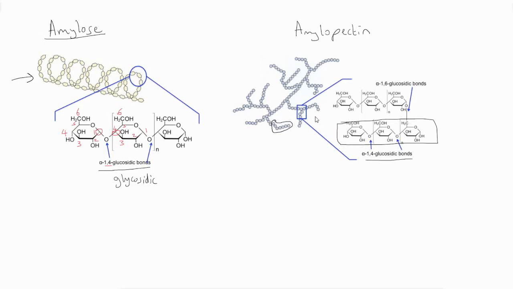At a branch point, let's say this branch point here, you will get one linear molecule branching out into two. How is this achieved? Well, as well as alpha 1 to 4 glucosidic or glycosidic bonds, we also have alpha 1 to 6 glycosidic bonds. And you can see there's carbon number 1 here in this hexose, and carbon number 6 here in this hexose form a glycosidic bond in the same way as before through condensation reactions.